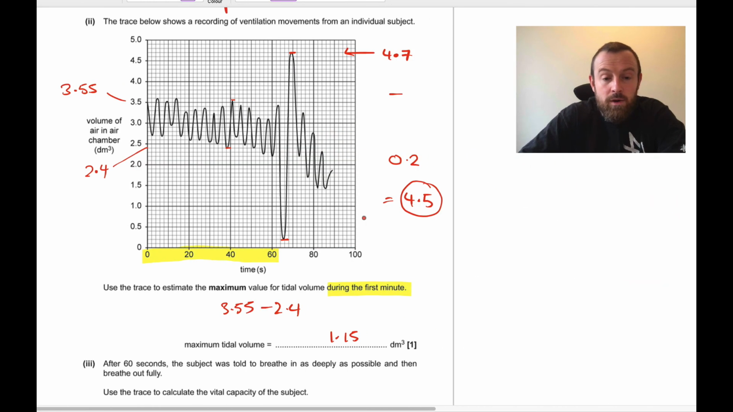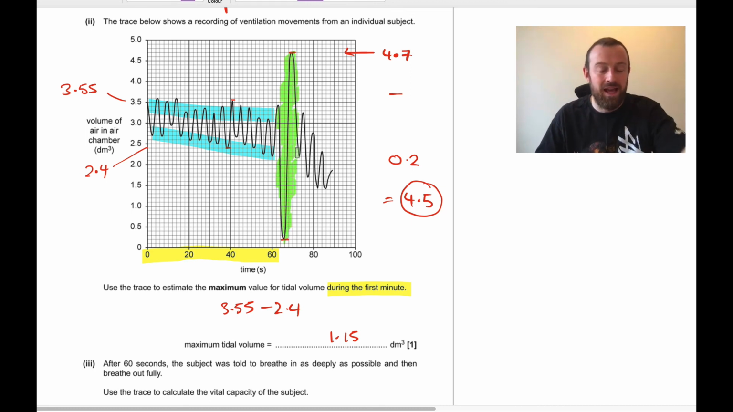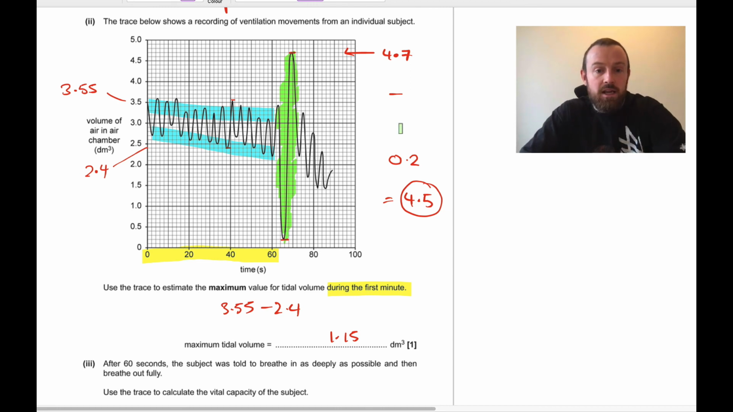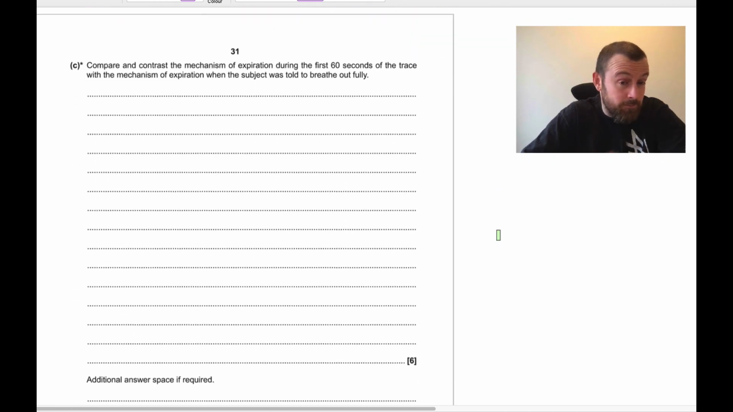So really this is just about knowing your capacities. The tidal volume is just when you're breathing relatively normally without thinking about it. And then we call this volume here the vital capacity, and it's when you're exhaling as much as possible under conscious control, and then inhaling as much as possible under conscious control. Now, the reason that's important to understand is because it comes up in the next question. So, the next question is another 6 marker, okay?